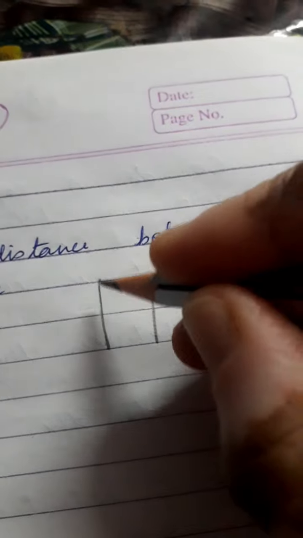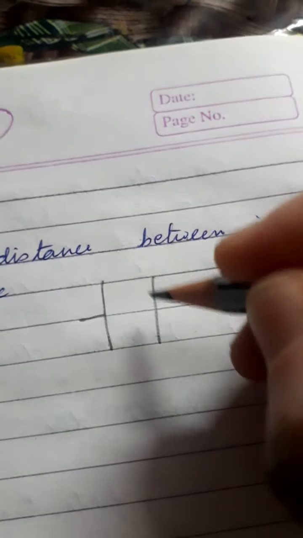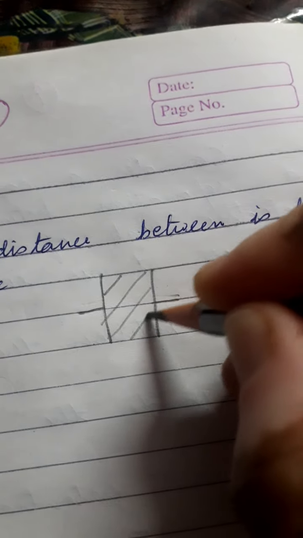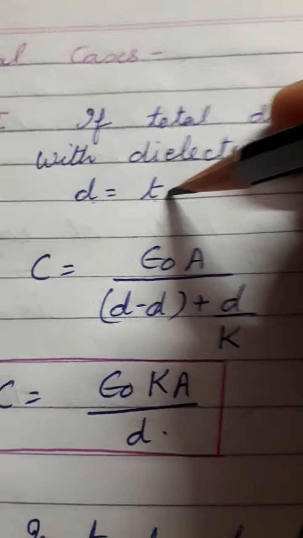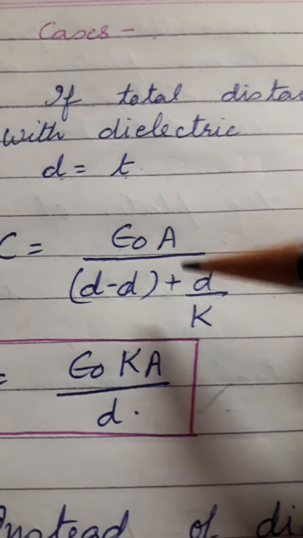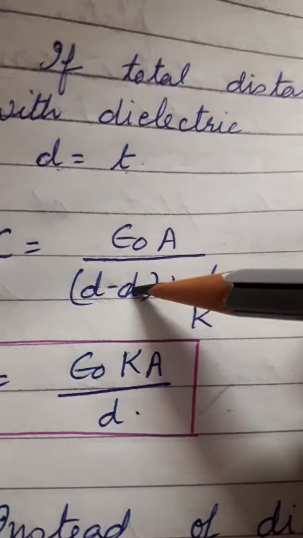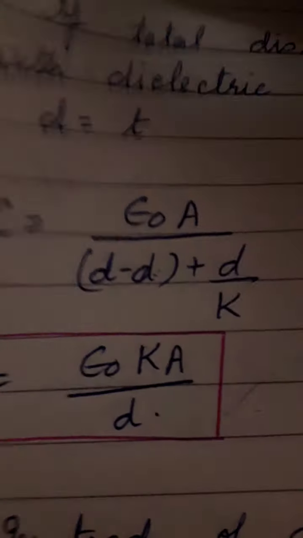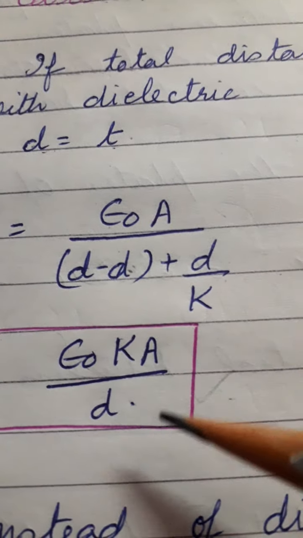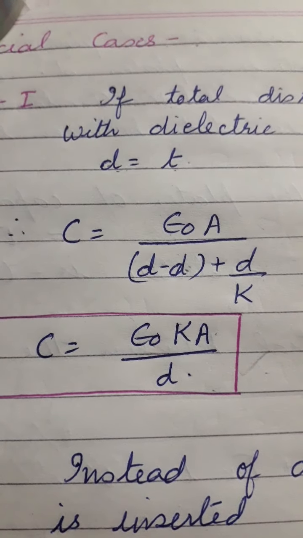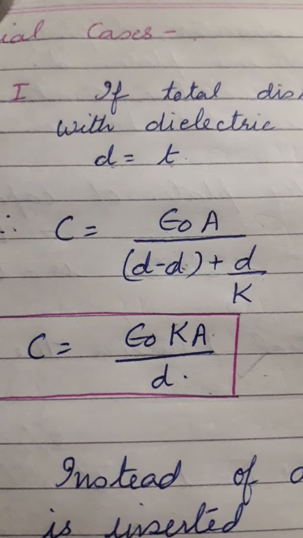This is the capacitor, and if the dielectric fills it completely, we are not inserting just a slab. So what does it mean? In this case, D will be equal to T. And what will we get in this formula? Instead of T, I have written D here and D here. This and this will be cancelled out, and we will get epsilon naught A K upon D. This will be the formula for the capacitance when a capacitor is completely filled with the dielectric.